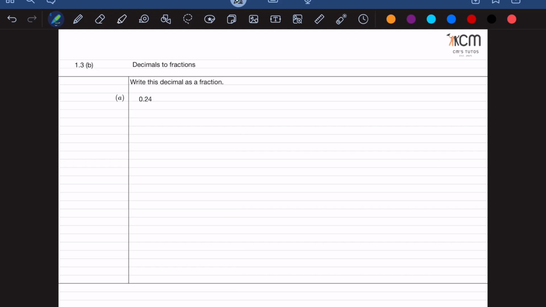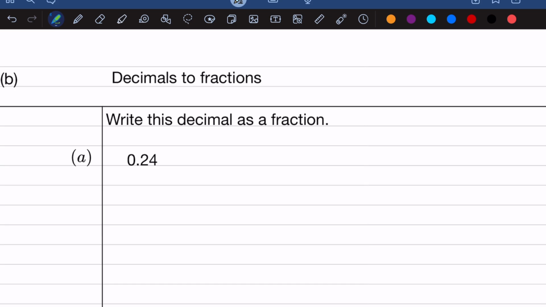Write this decimal as a fraction. So we've got 0.24. I'm going to zoom in so you can see clearly. First, I will have a look at the places. So I have got my tenths and hundredths here, right? If there are two places like this, to express this decimal as a fraction, we put a little bar, and the top number is the numerator, the bottom number is the denominator.